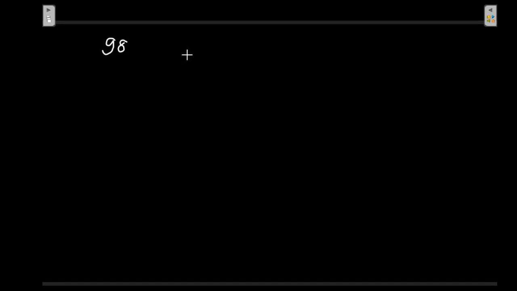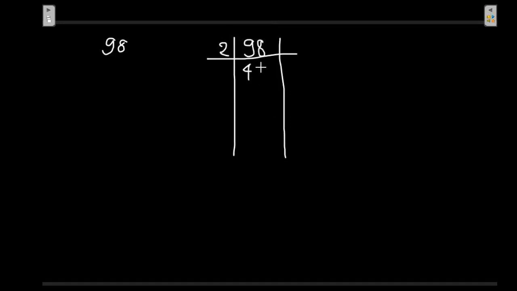Okay, so now we have to do that again in the same fashion. We'll write 98 and make a ladder around it. Dividing 98 by 2, we get 49. Now 98 divided by 2 is exactly divisible.